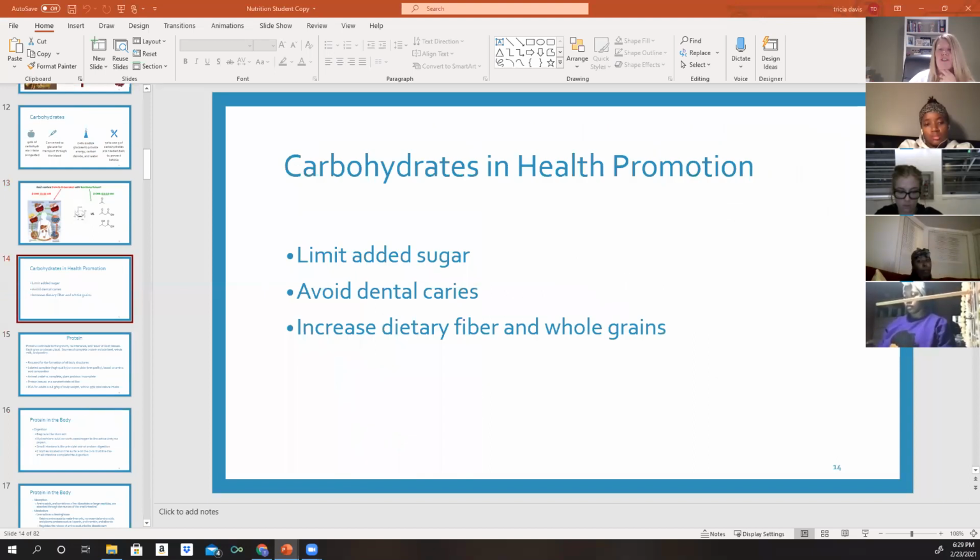So how do we manage our carbohydrates in health promotion? We want to limit added sugar in certain foods, because sugar on the teeth can cause cavities. And then we want to increase our dietary fiber and our whole grains.